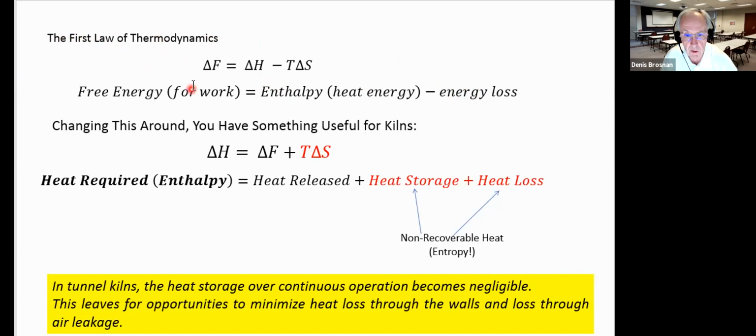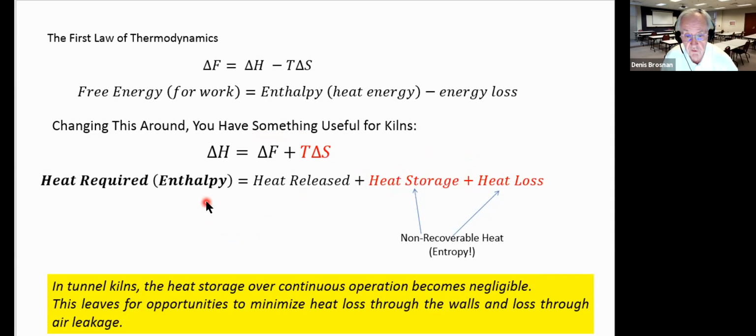Now we're going to change it around and say the enthalpy, or energy we release in a furnace, equals the free energy to do work, that's what we're doing in the furnace, plus the energy loss. And the energy loss becomes heat storage in the furnace itself. Of course, we can't get that back. We can minimize it in a continuous kiln, but we can't get it back. And we also have heat loss from the furnace in various ways. So these are the non-recoverable energies in red here, the heat storage and heat loss.